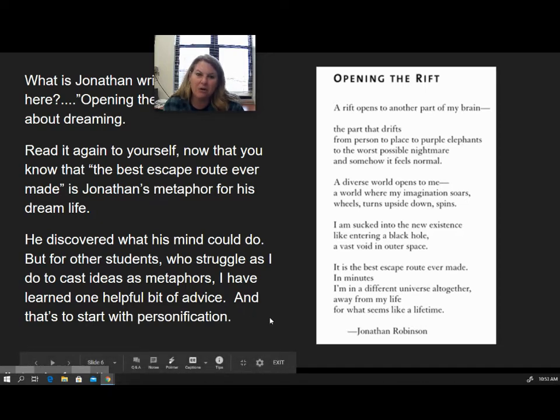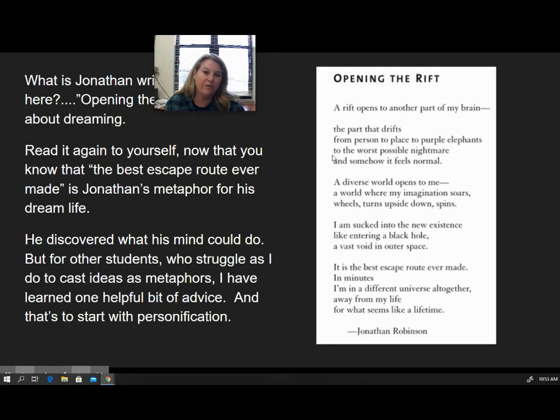Before we jump to that, though, I do want us to go back in. And now that you know this poem is about his dream life, just take a look. A rift opens to another part of my brain. So this is him going to sleep and entering his dream world. The part that drifts from person to place to purple elephants to the worst possible nightmare, and somehow it feels normal.